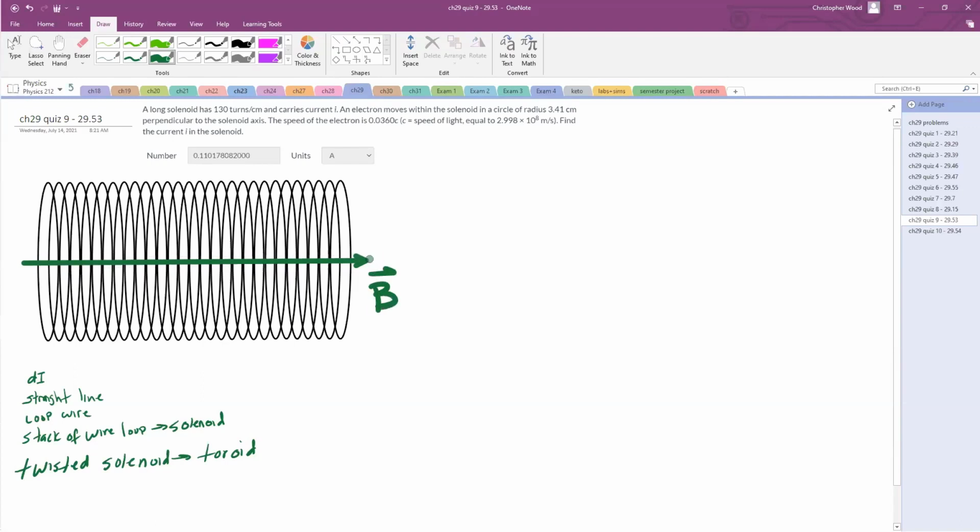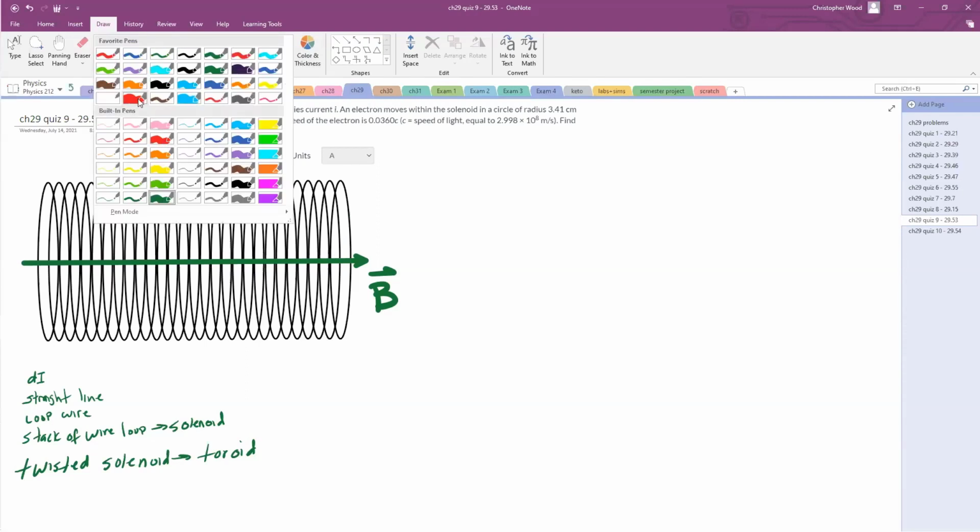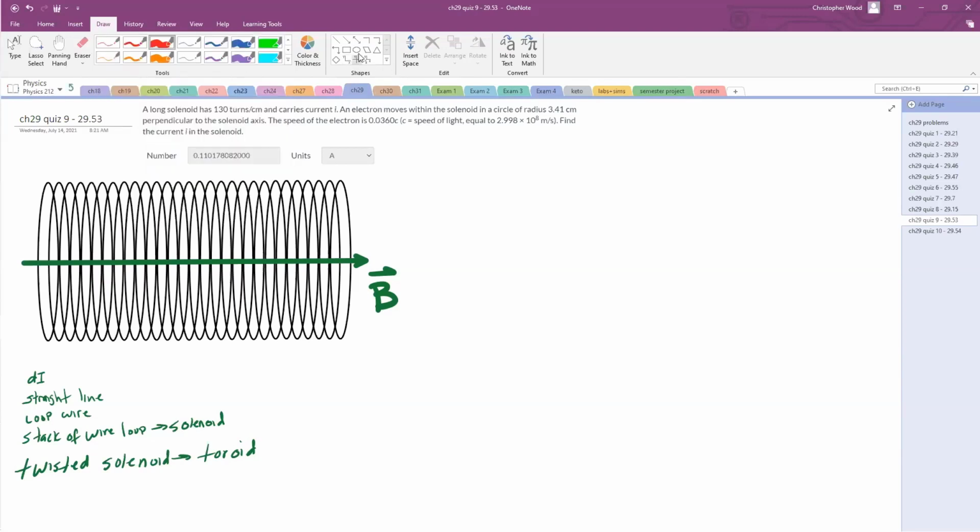B for magnetic field vector, going along everywhere inside of that coil. Then we have an electron that's spinning around in a circle according to the problem. The problem is saying you have an electron doing a whole bunch of orbits in a circle over and over again inside of this solenoid. Something like that. And maybe if we wanted to give it a direction, maybe it's going this way. Whatever the direction is, it's going in a circle.